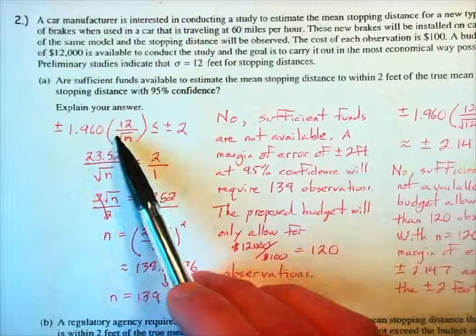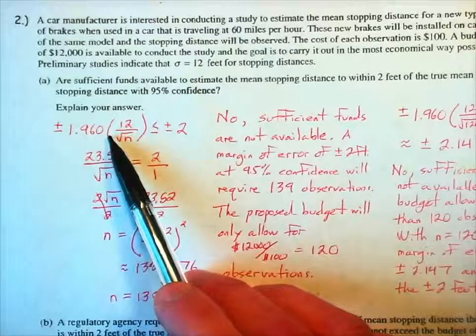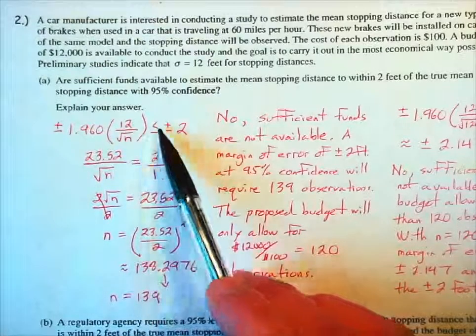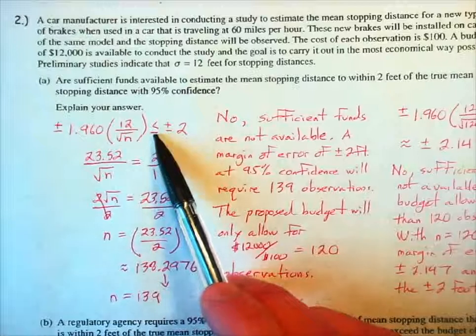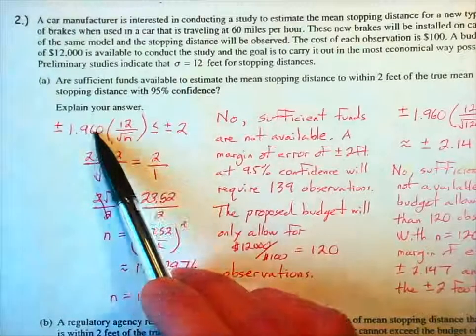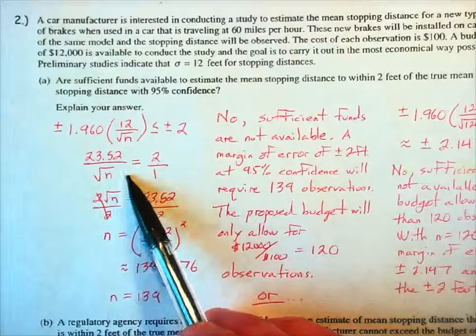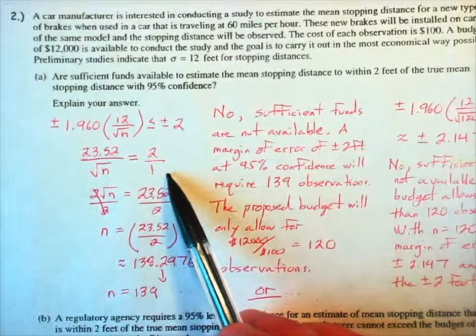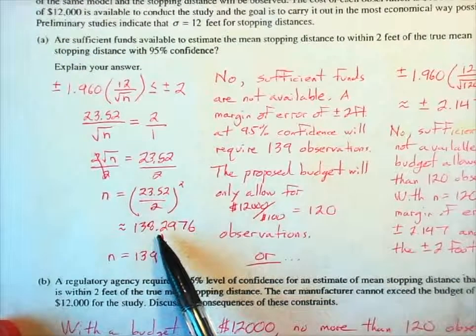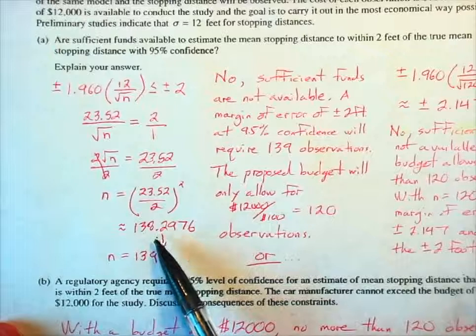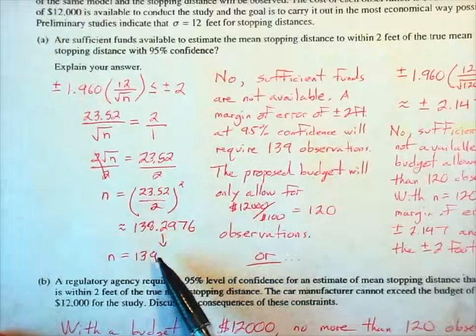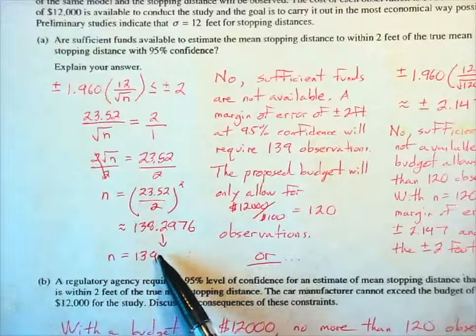So solving this, again, to simplify your life, you can ignore the plus and minus. You can just go straight to equality because that's what we're really interested in. So the 1.960 times the 12 gives me the numerator over the square root of n. That would equal 2. A little cross multiplying and solving, you end up with a little bit more than 138, which would have to round to 139 observations.